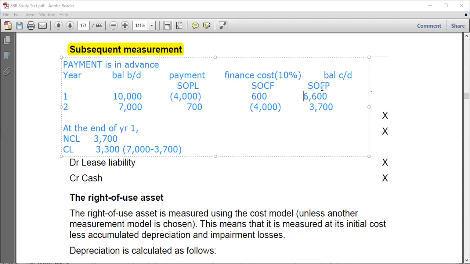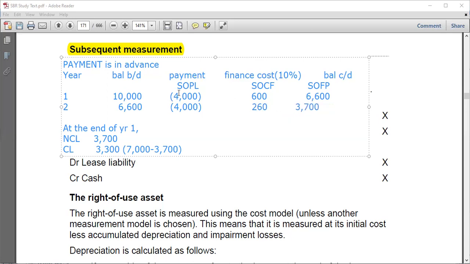Then I close this 6,600. This should be the opening balance for year two. And then as usual, the payment is 4,000, so you come here and deduct 4,000 as usual. Then 6,600 minus 4,000, you remain with 2,600. If you multiply by 10%, you have 260, right? Yes, you would have 260, just like this.